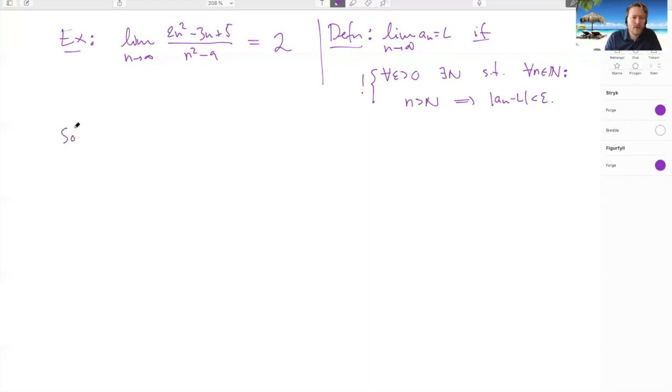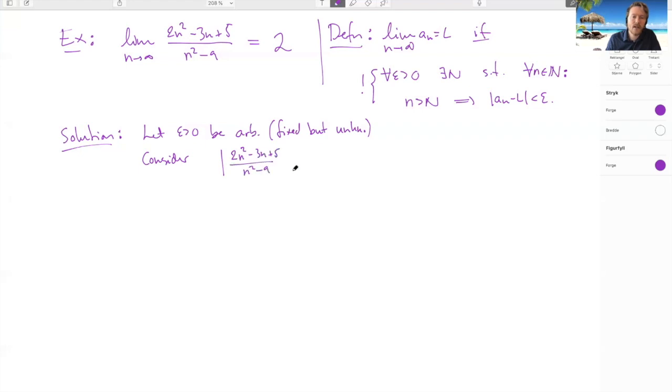Now, the solution, or proof, you could say. As we always do, we start out by taking epsilon to be an arbitrary number, fixed but unknown. And then we consider this expression. We try to figure out when this is true, and in doing so, the value for capital N will pop out. So we consider a_n minus L, and in this case it's (2n squared minus 3n plus 5) divided by (n squared minus 9) minus 2. Once these expressions become fairly complicated, don't put in the epsilon here at the beginning.